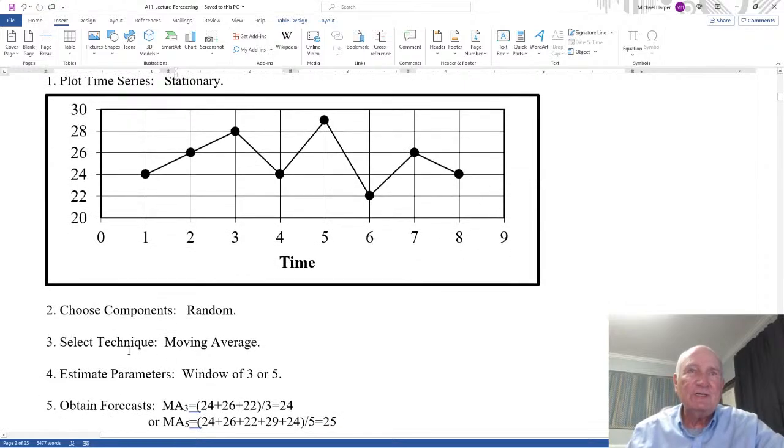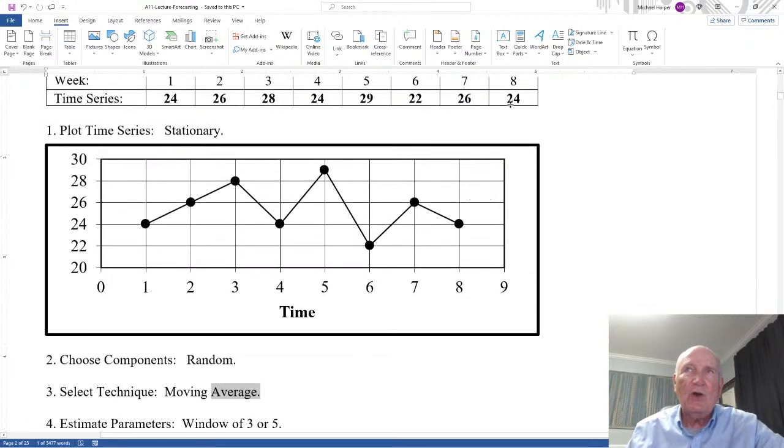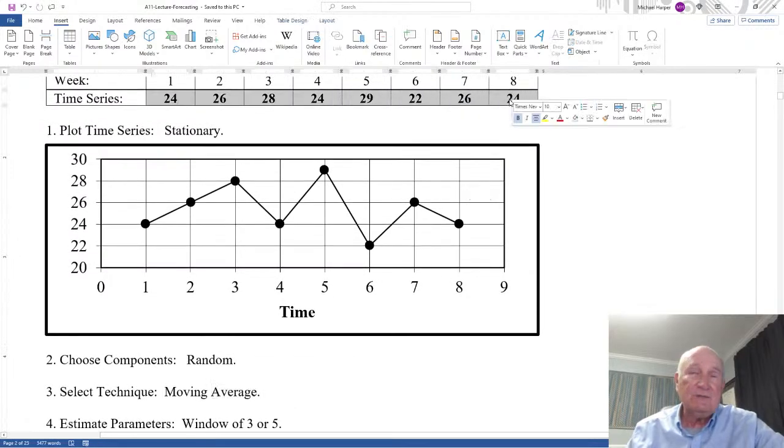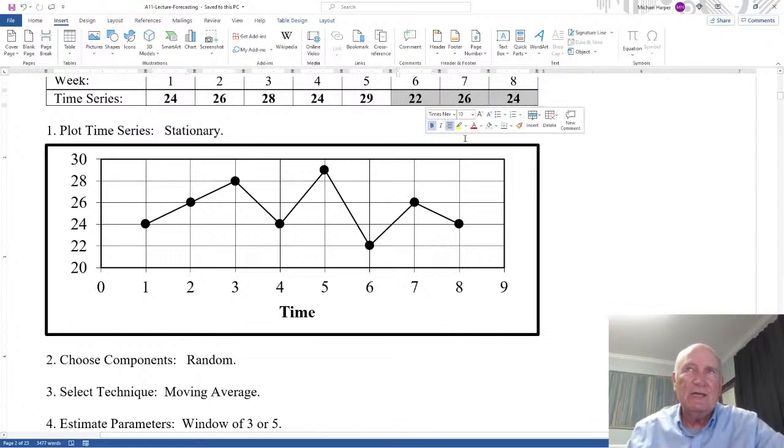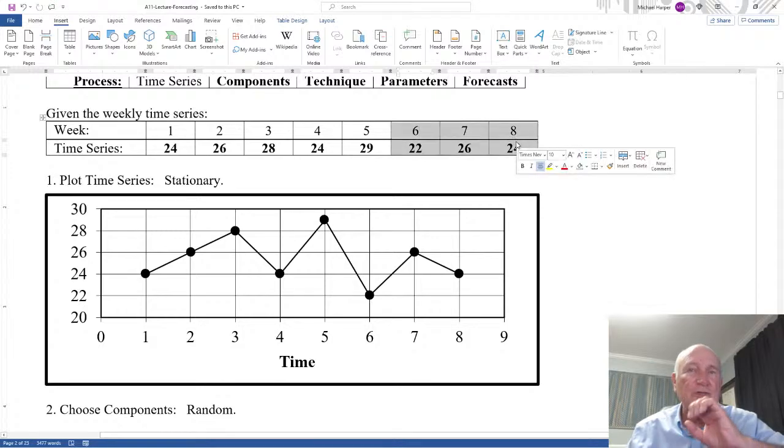Okay, moving average is the technique. The next step is to estimate your parameters. A parameter for a moving average is called the window of the moving average. And a window simply means this. Since I'm taking an average, I could average all 8 values, and some people do. But a moving average says, no, I don't need to average all the values. I want to average just the last few values. And the number of values that you select to average is called the window of the moving average.